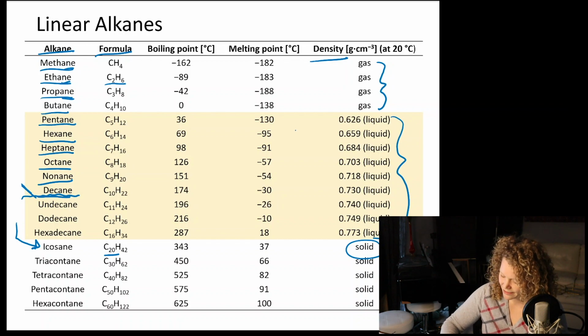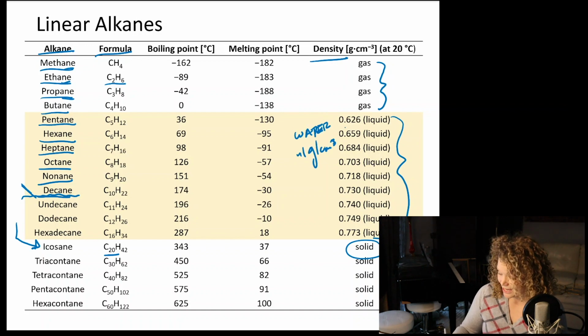Let's compare the densities of these to water, which we know is around 1 gram per centimeter cubed. And so linear alkanes are much less dense than water. They are less dense than water.